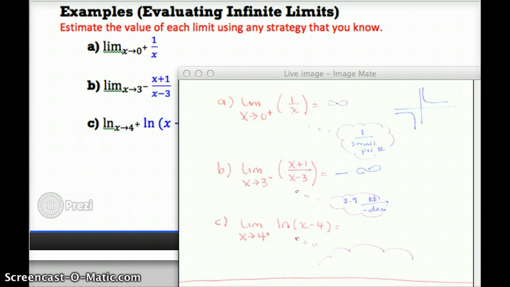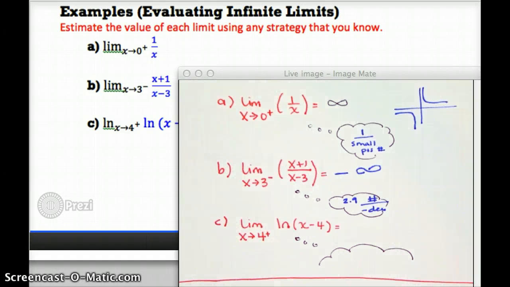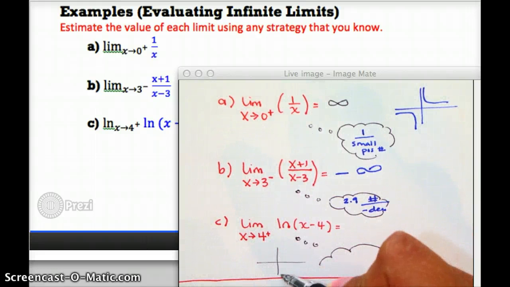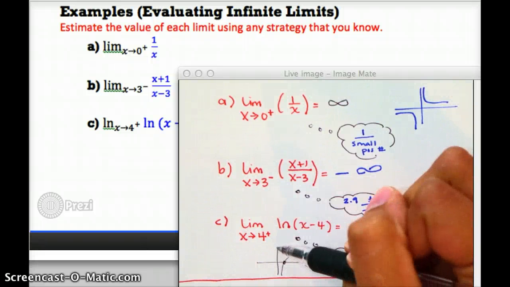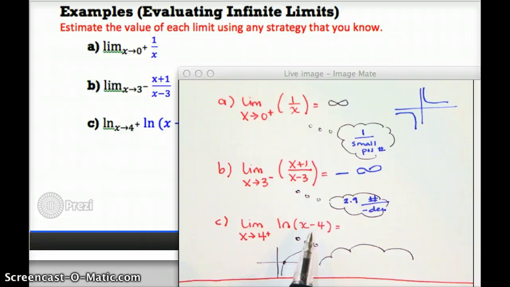So think about what the graph of ln looks like. You may remember that the normal natural logarithm graph looks like this. It crosses the x-axis at 1, and it has an asymptote at x equals 0. Well, if I subtract 4, basically what I'm doing is shifting the graph to the right 4 times.